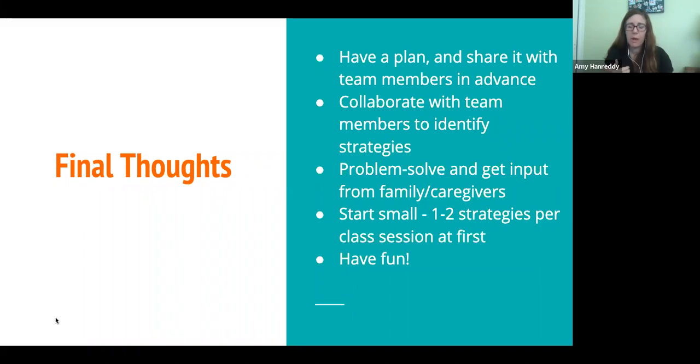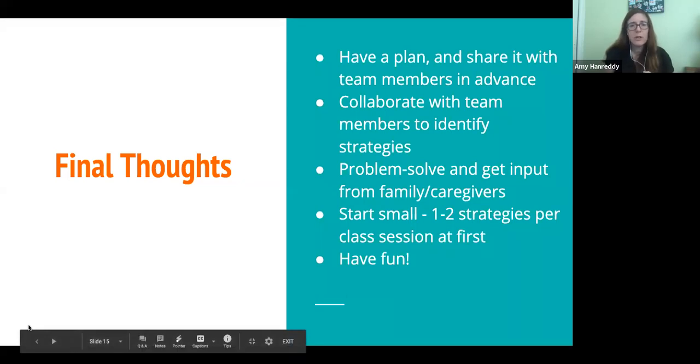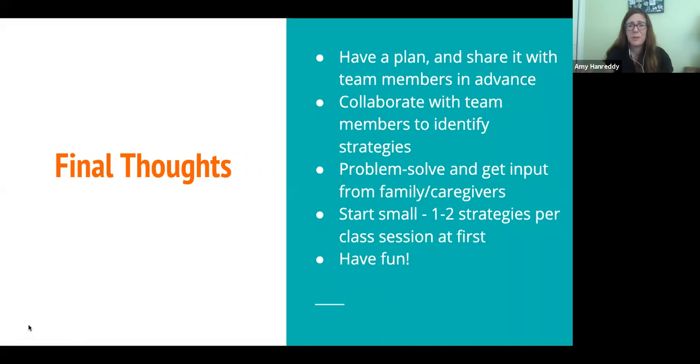We might want to think about working with the speech language pathologist, occupational therapists to consider, are there specific communication goals or fine motor or access goals that we should be embedding within these strategies? Problem solving together with family members or caregivers to figure out what's going to work for them in terms of support for this participation. And to start small.